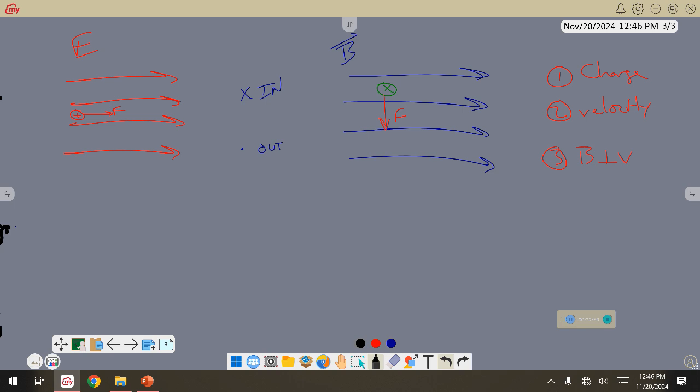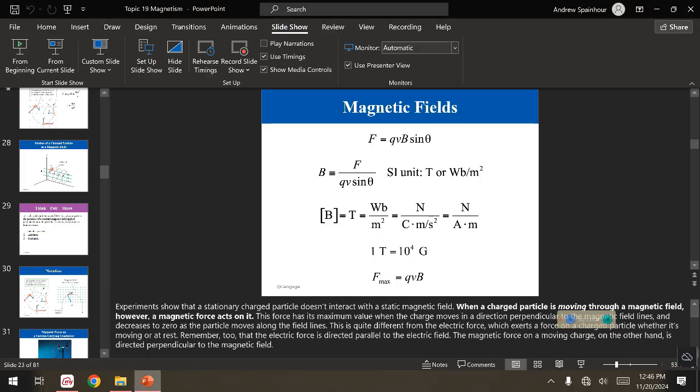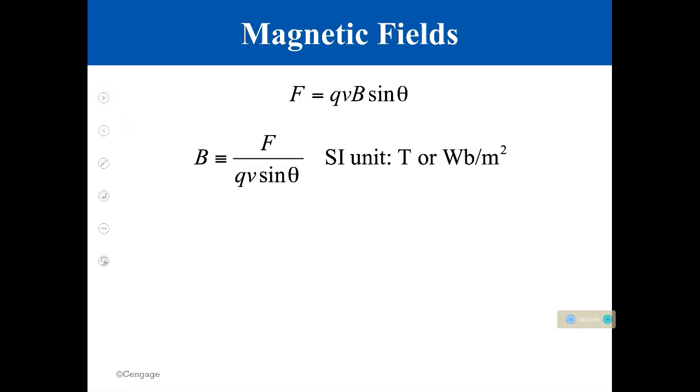So let's talk the math real quick. Then there's of course the question of what if it's somewhere in between, which we'll get to in just a second. So here we go. All right. So magnetic field, I wish they would start with this. I don't like that they start with that equation right there.